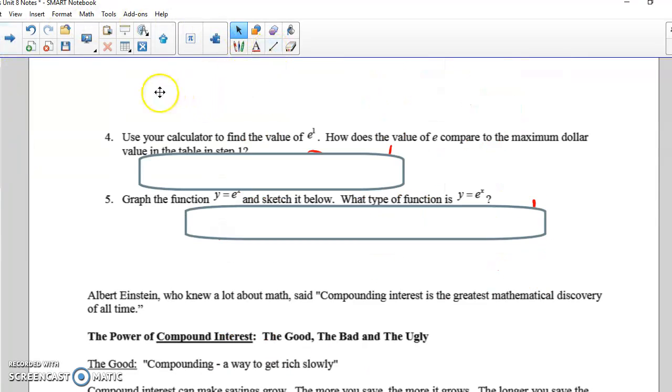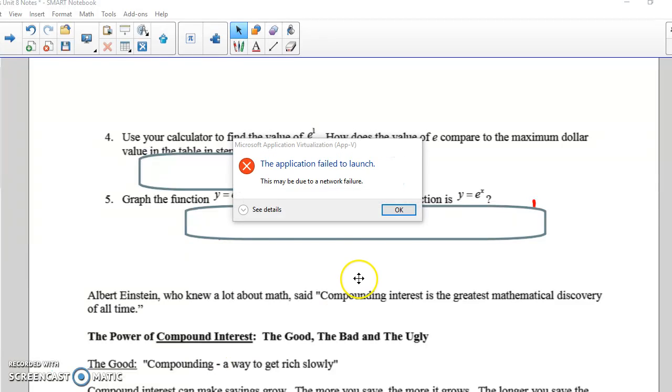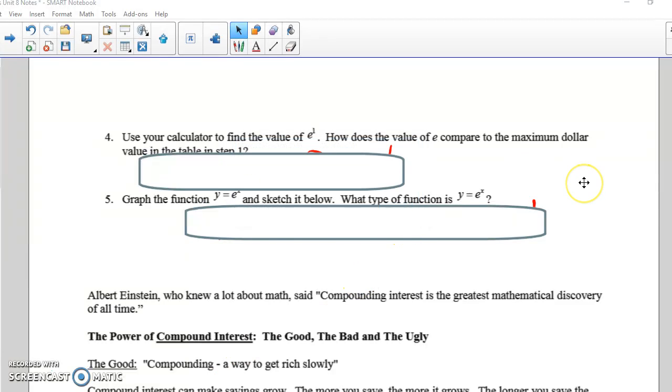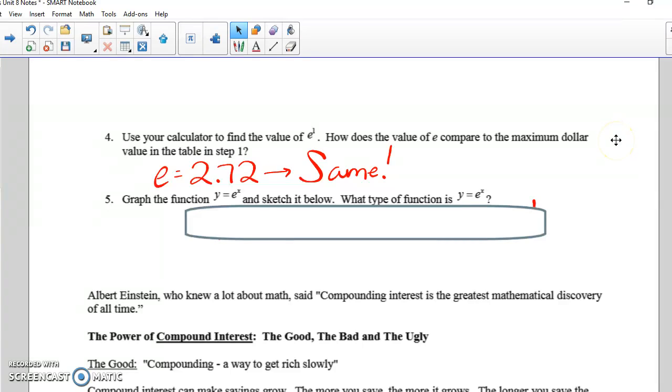So, I want you to use your calculator and plug in e to the 1 power. I'll show you on your calculator where that is. Oh, looks like my calculator won't work actually. But on your calculator, you can actually plug in e. On the left-hand side, near the bottom, you can find the button for e, and it's e to the x, and you can just plug in e to the 1st power. And what do you get for that? You should get e is equal to 2.72, which is the same value that we just found.